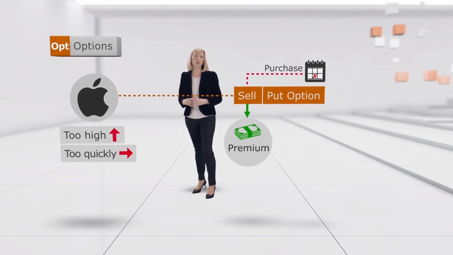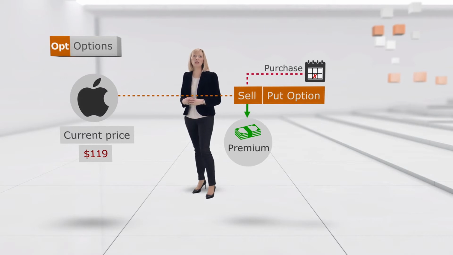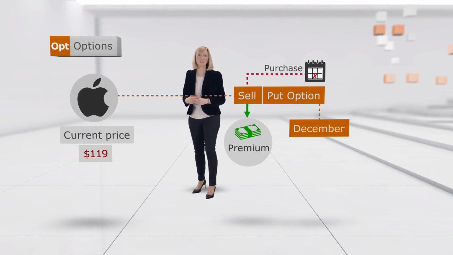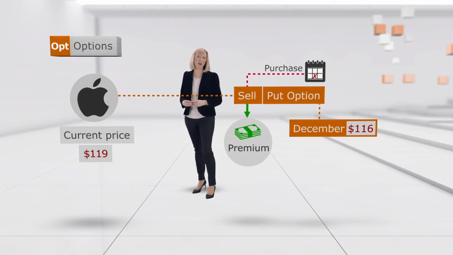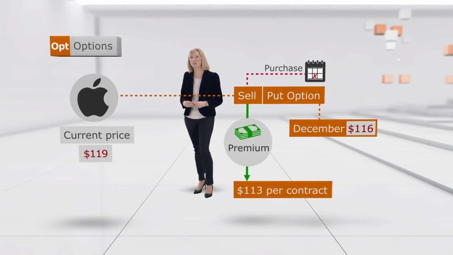Now let's say that the price of the underlying Apple stock is currently $119 per share. You sell a put option contract with a December expiry date, committing to buying the shares at a cost of $116 each when the option expires. For this you receive a premium of $133 per contract from the buyer of your put option.